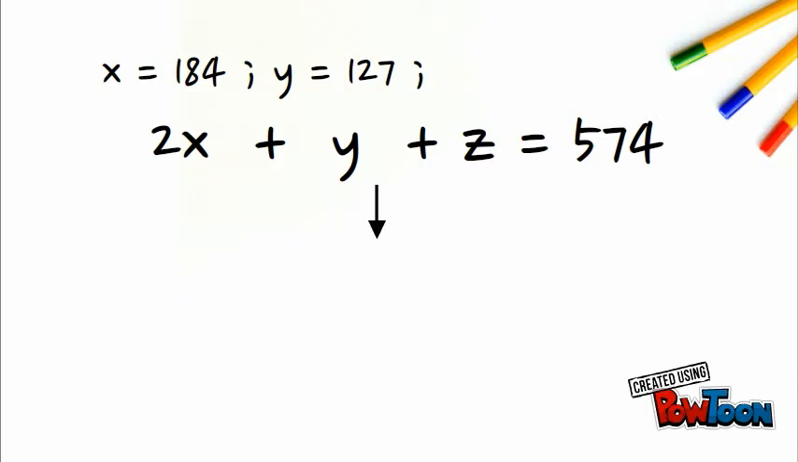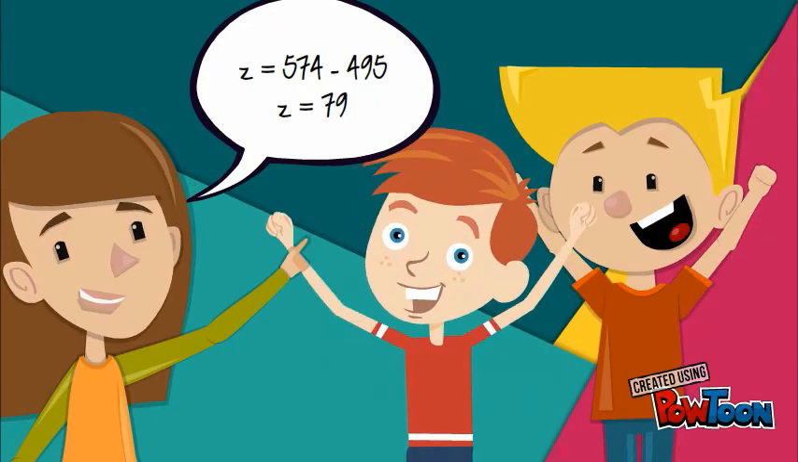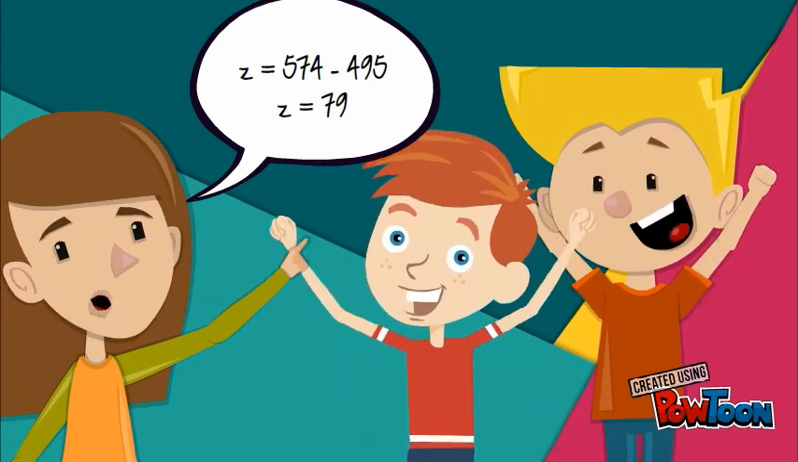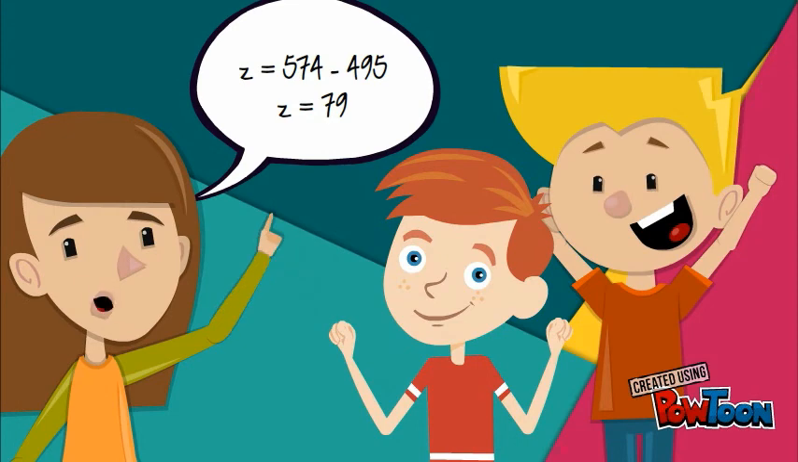Let's substitute the value of x and y into the third equation so that we receive 2 open bracket 184 close bracket plus 127 plus z is equal to 574. And from then, once we rearrange it to have z as the subject, we will receive z is equal to 574 minus 495. Therefore, z is equal to 79.